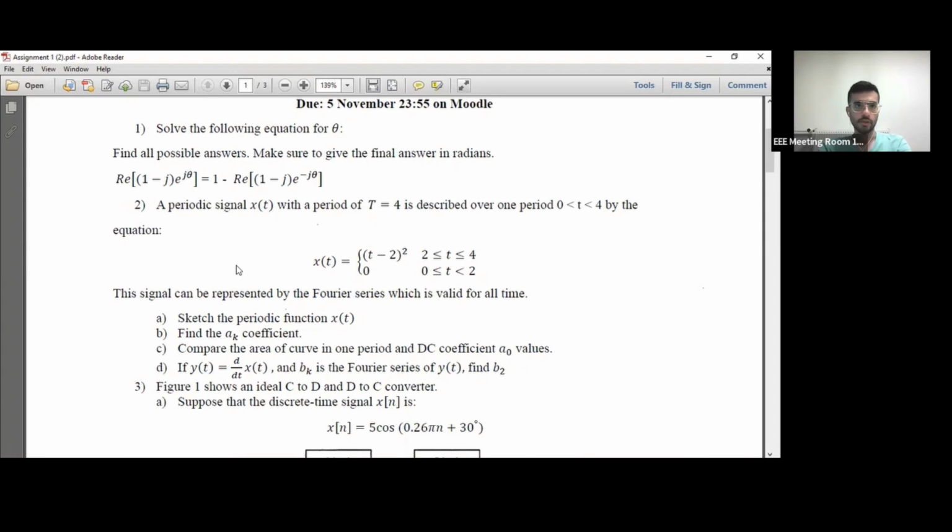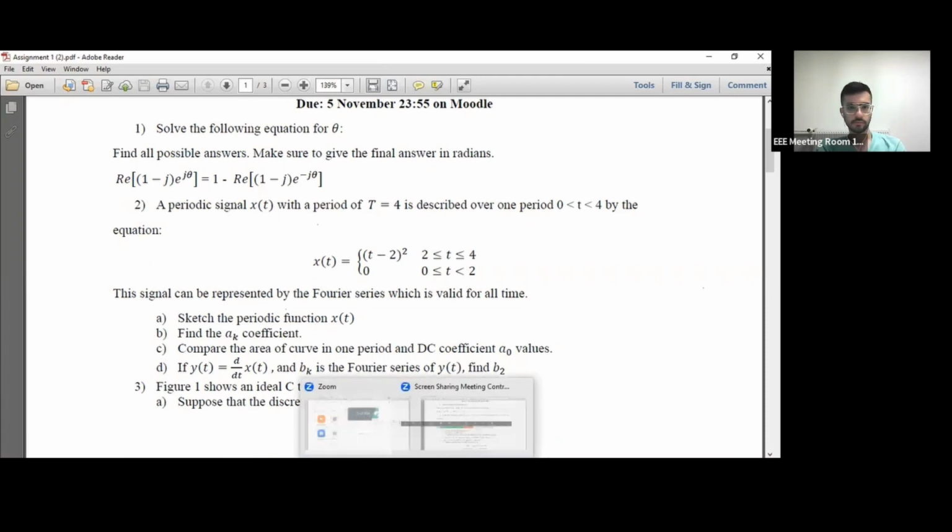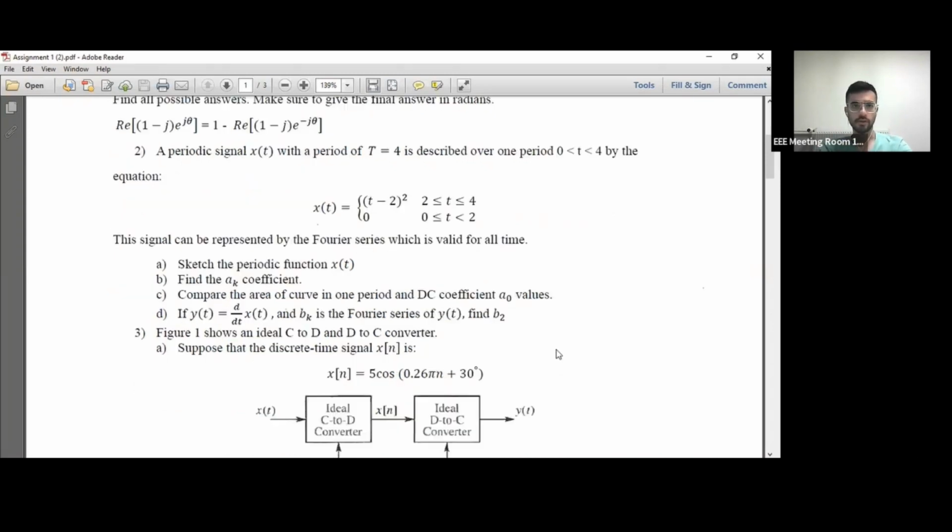If you have any questions, you can ask. Actually, it was from chapter 3, so let me correct myself. It is from chapter 3, which is Fourier series. And the first one was from chapter 2, sinusoidals. Do you have any questions regarding the second question? Okay, if not, we can proceed to the next question.